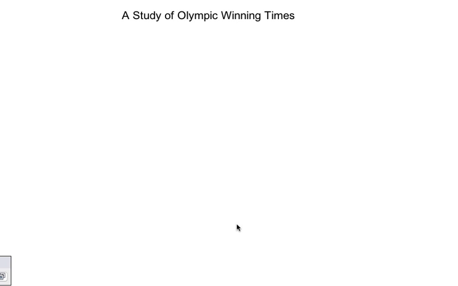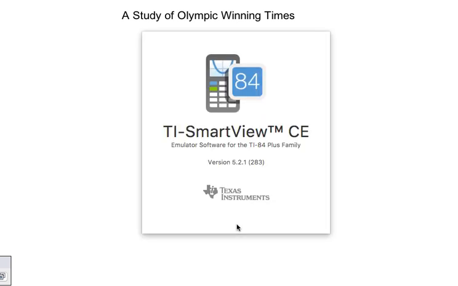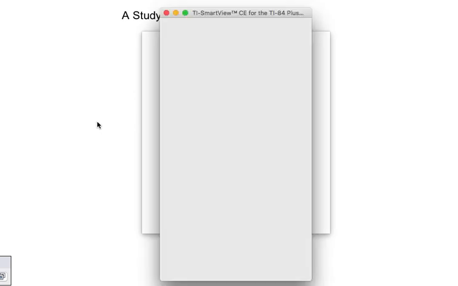My calculator app keeps closing out. I don't really know why. It's kind of bizarre. Hope everybody's having a good summer.